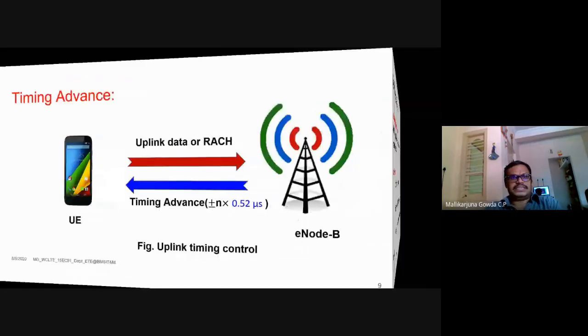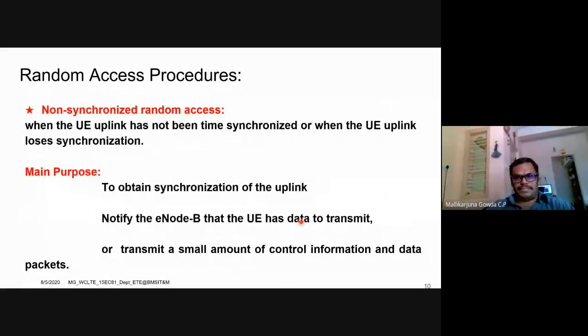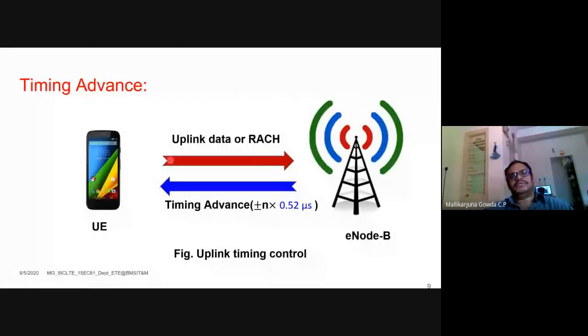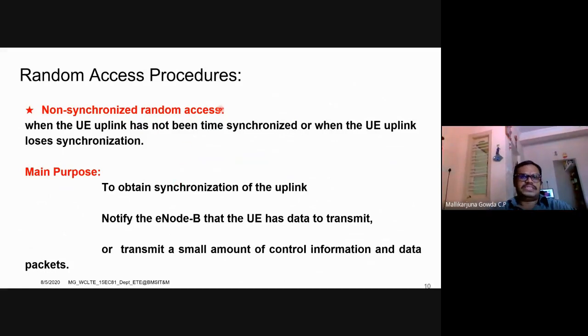Let me discuss next the random access procedure. Here the user equipment will be sending a request for resources to the ENB through the RACH, right? There are two different types of random access: non-synchronized random access and synchronized random access. So what is non-synchronized random access, and when do we use it?